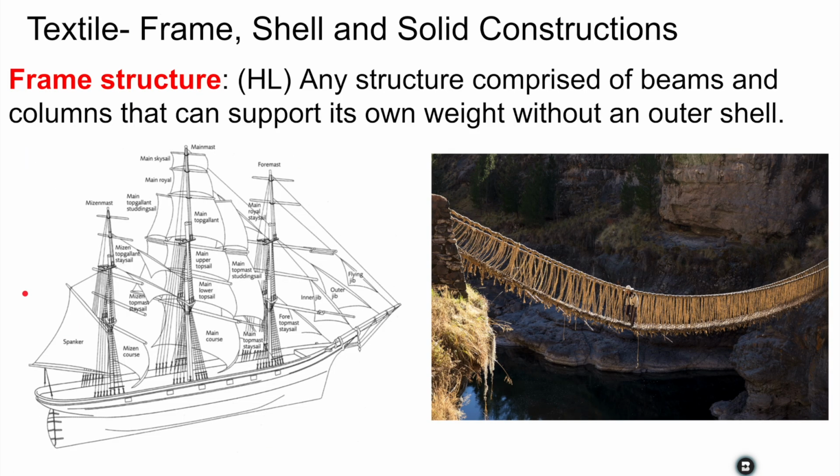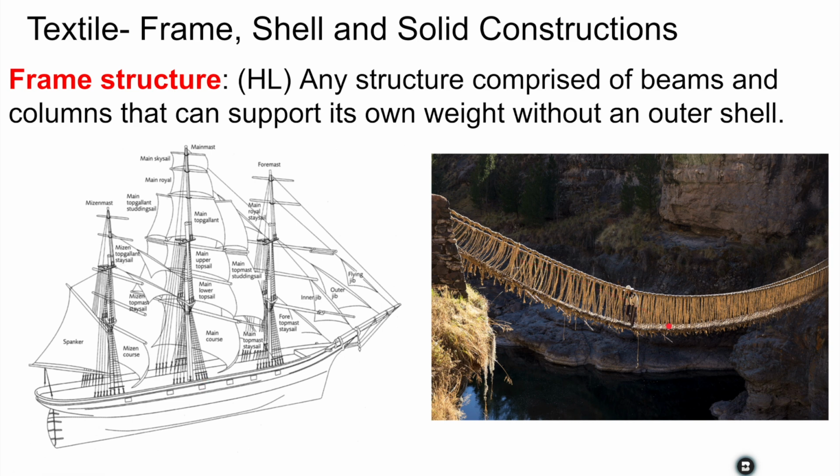Now, let's talk about how these relate to frame, shell, and solid constructions. So it's difficult to find a frame structure with fabric, but you do see it with ropes. So ropes, for instance, these ships right here, they're going to have ropes which tension the mast. The mast is held in place with the tension of the ropes that are attached to the bow and the stern, and then also on the starboard and port side of the boat itself. And so that's a frame structure there.